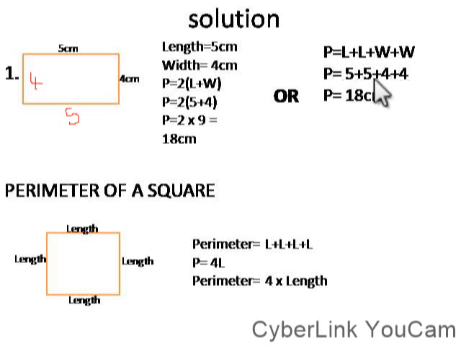Then you add them together. When you add all of these values, they will give us the same answer as the first one, because the perimeter of a rectangle is the distance around that particular rectangle. That gives us the perimeter of this particular shape.